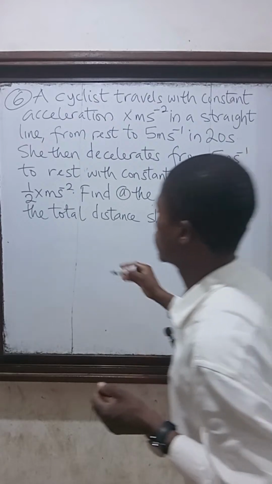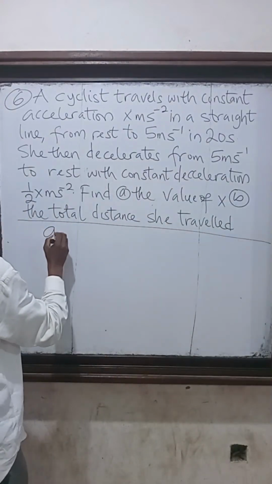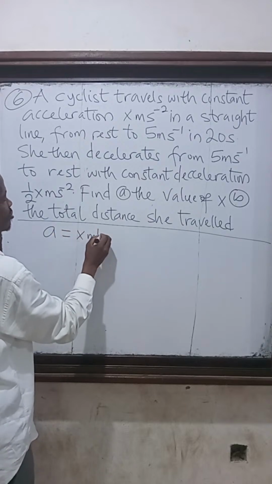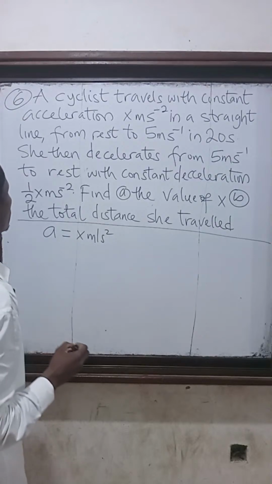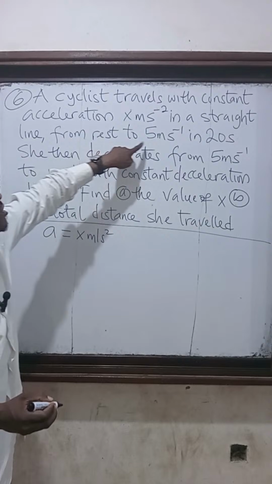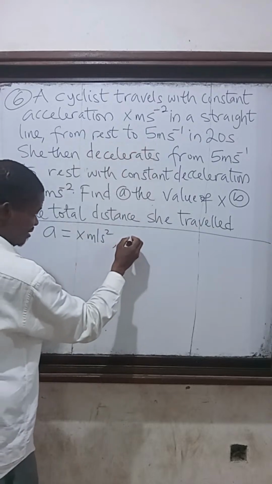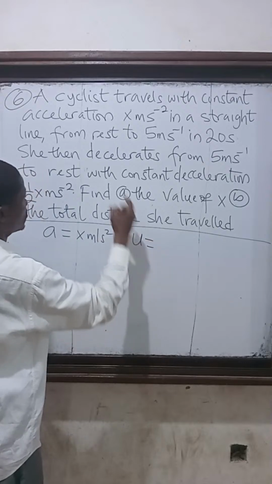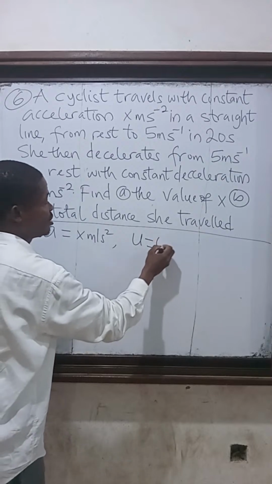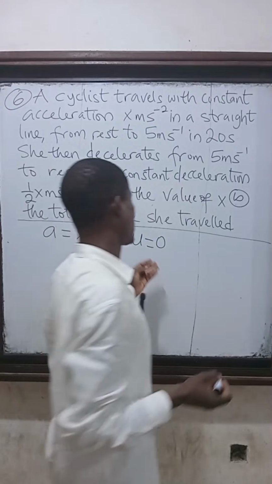A cyclist travels with constant acceleration, x meter per second squared, in a straight line from rest to 5 meter per second. If it's starting from rest, that means the initial velocity is 0.